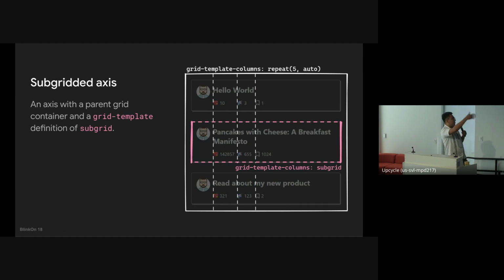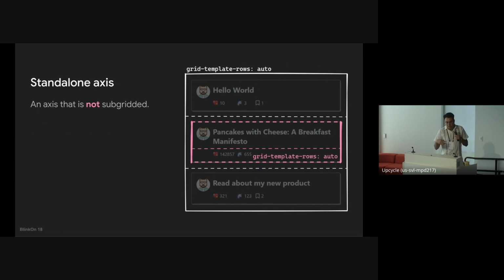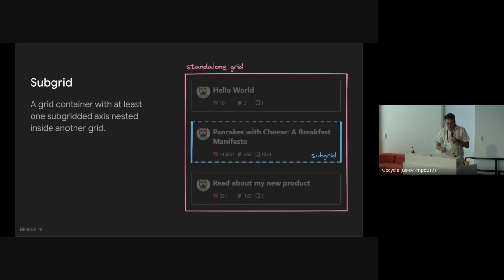And the other ones, the straight lines, will be what we know as a standalone axis, which is an axis that is not subgridded, of course, meaning that it has its own definitions, like an auto repeater, an integer repeater, or any kind of definition that is for the grid alone. With those, we can finally define a subgrid as a container with at least one subgrid axis. It is important to note that these subgrids are not required to have both subgrid axes. We can have one and one. And of course, a standalone axis is one that is not a subgrid.